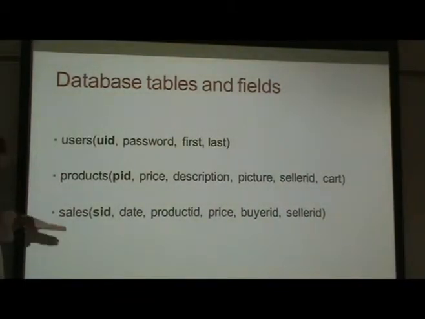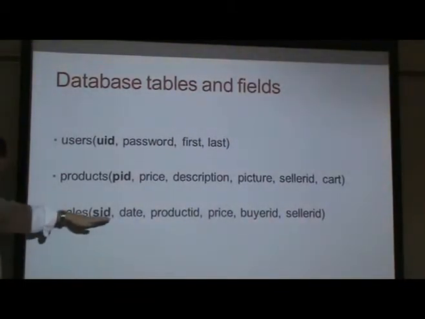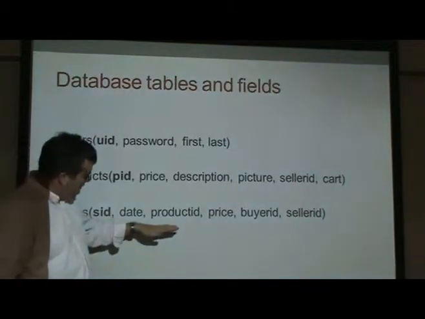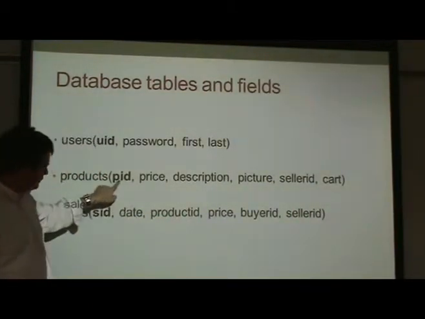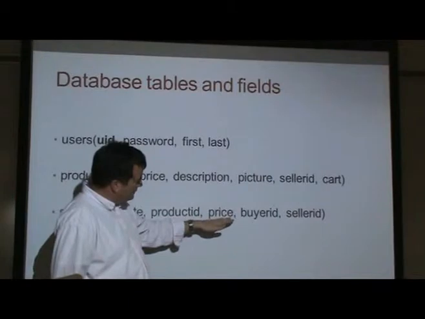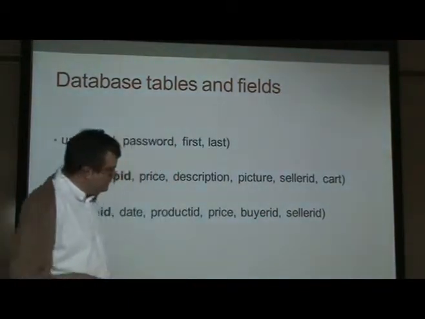And then anytime something's purchased, we're going to have a sales table. So we'll have a sales ID, the date, the product ID, the thing that was sold, the price it was sold at, who the buyer was and who the seller was.